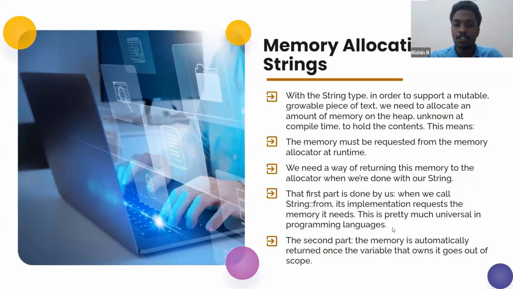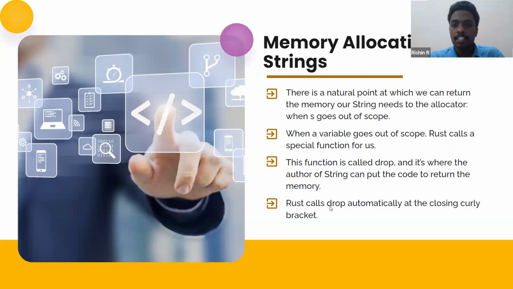Once returned, the variable will go out of its scope. And there is a natural point at which we can return the memory our string needs to the allocator: when S goes out of scope. And the function that it calls for us when it goes out of scope is called the drop function. Okay. It's very important for you to know what the drop function is.